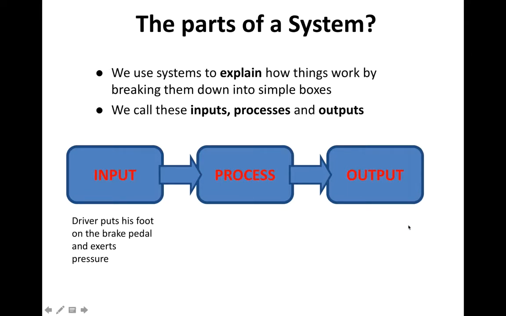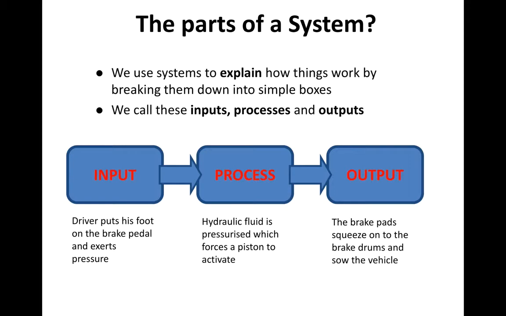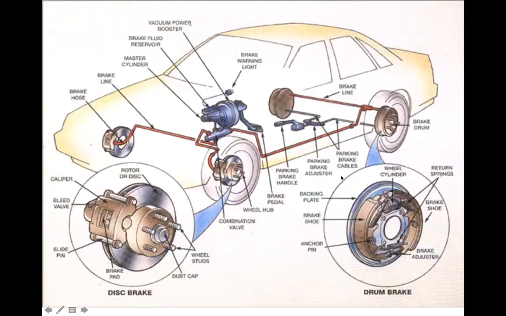So for example, if we look at a braking system of a car, the input is the driver putting their foot on the brake pedal to exert pressure. What actually happens when he does that, hydraulic fluid forces a piston to activate, and that piston then squeezes the brake pads onto the brake drums and it slows the vehicle down. So three parts: you push the pedal down, this is what happens, and the car slows down.